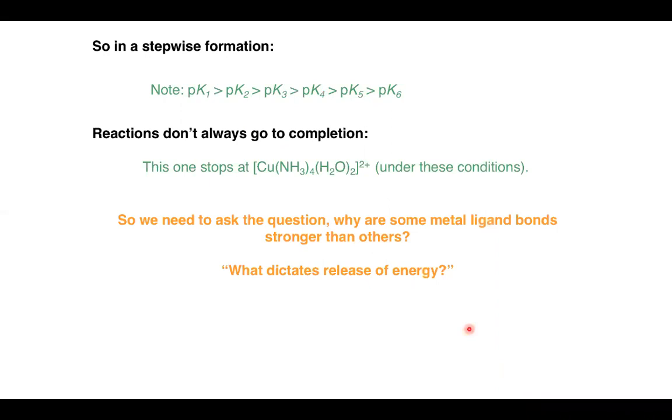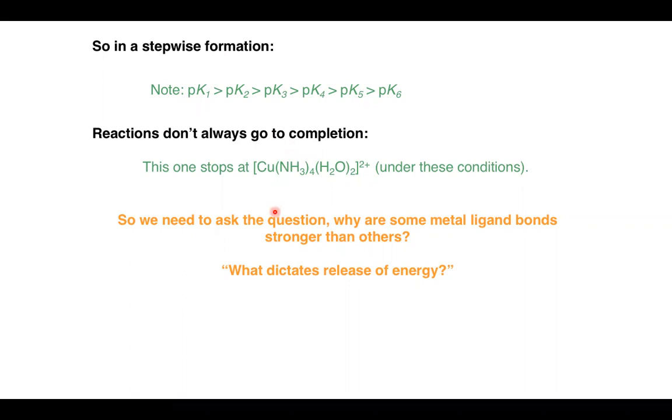So in a stepwise formation, generally speaking, it follows what I said, where the first step is the easiest. So the pK for the first step is going to be larger than for the second step, and so on, until the lowest pK value is going to be for the last step. So reactions don't always go to completion because we also have to consider the free energy change associated with that.